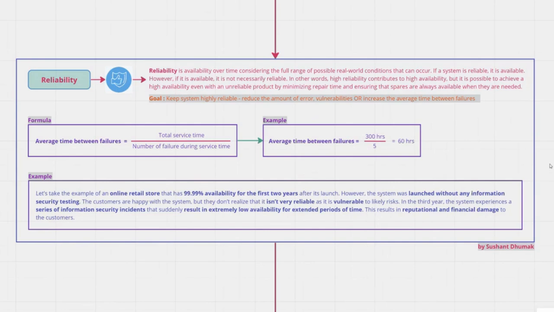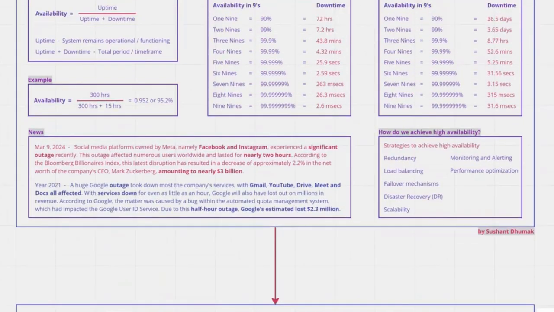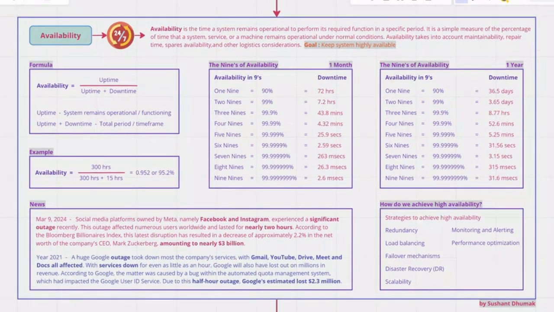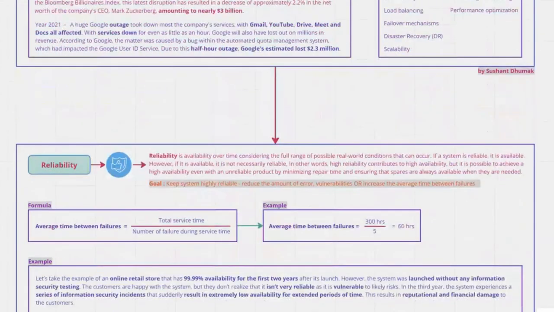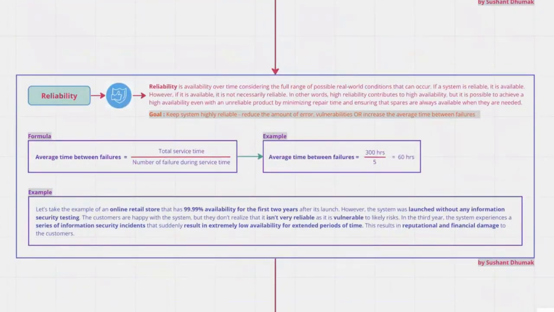Yes. All right. So I hope these two concepts or principles are clear. We will look at more principles. What we've discussed today is availability and the formula, some examples, availability of nines, and some strategy, and the same for reliability. We have seen some formula, some example. So I hope this is clear.